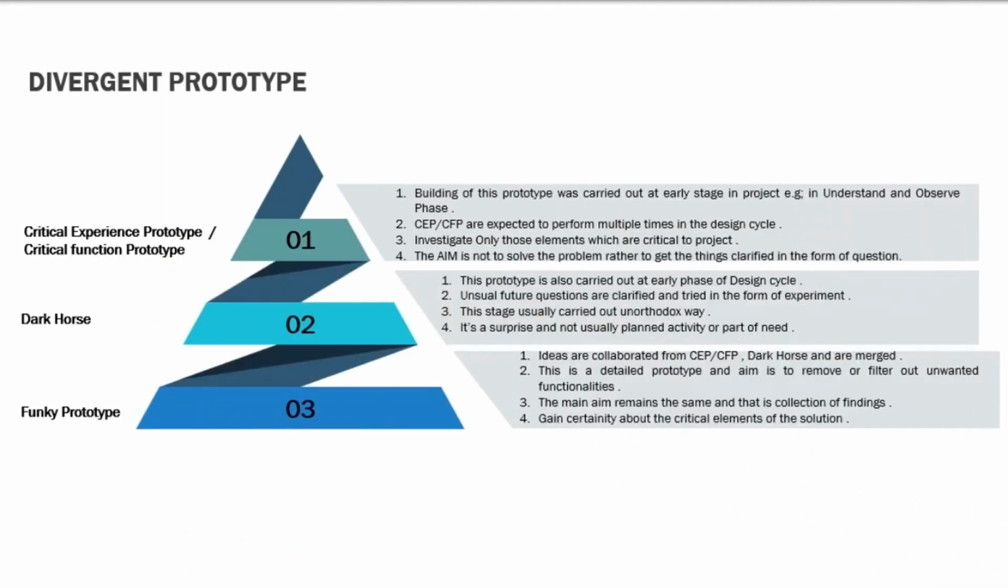Divergent prototype. A divergent prototype refers to a prototype that explores a wide range of possibilities and variations in design or concept. It is created during the divergent phase of the design process, where the goal is to generate multiple ideas and solutions. Divergent prototypes encourage creative thinking and innovation by exploring different directions and options, allowing designers to consider various perspectives before converging on a final solution.